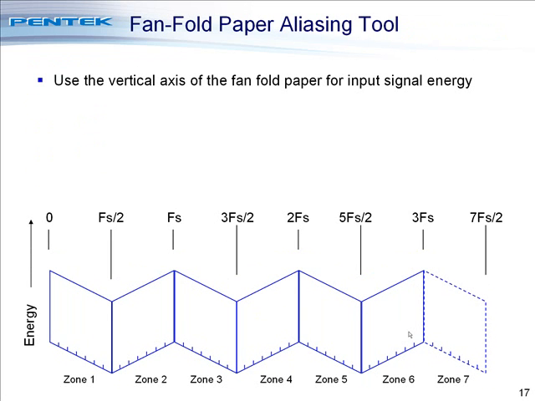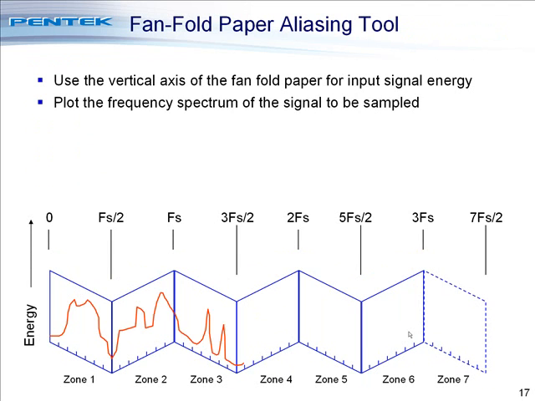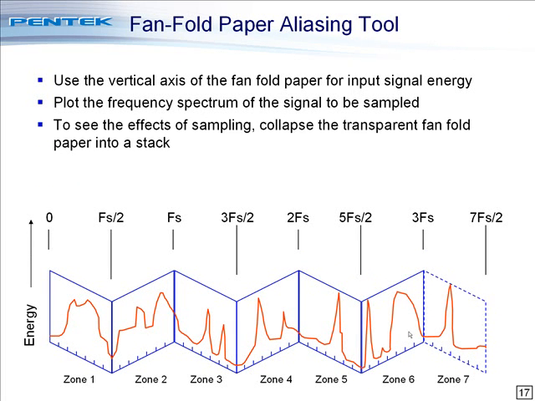Now we're going to use the vertical axis of the fan-fold paper for signal energy at the input. So we plot the frequency spectrum of the signal to be sampled on our fan-fold paper. Now to see the effects of sampling at sampling rate fs, what you need to do is collapse the transparent fan-fold paper into a single stack. And here's what it looks like.